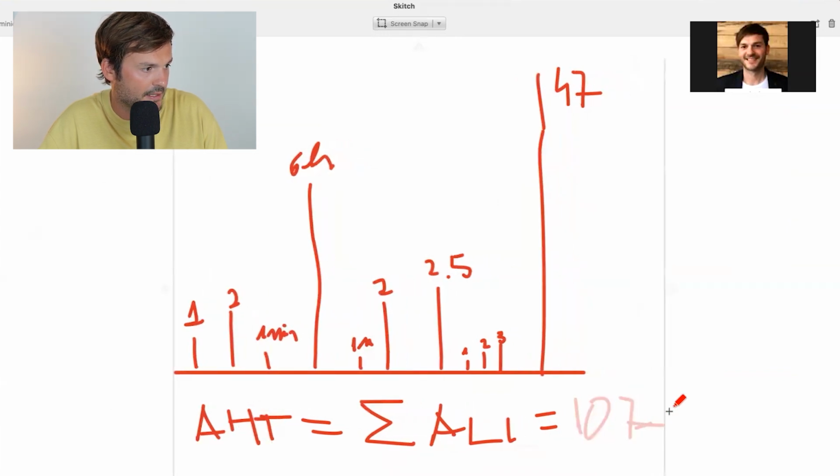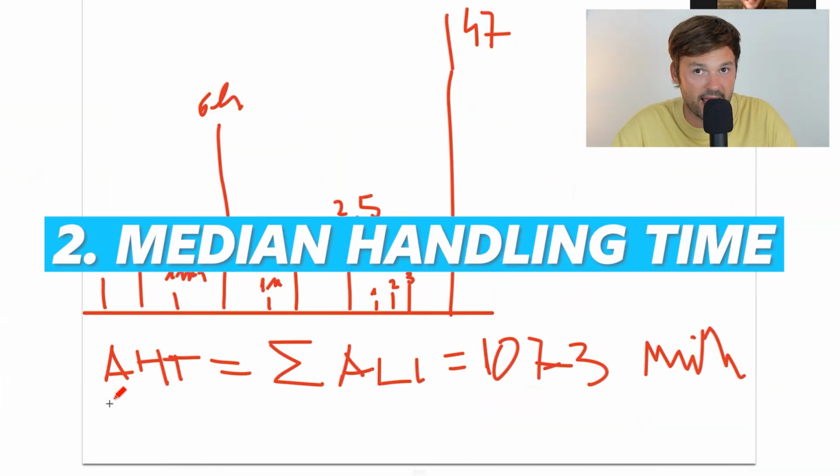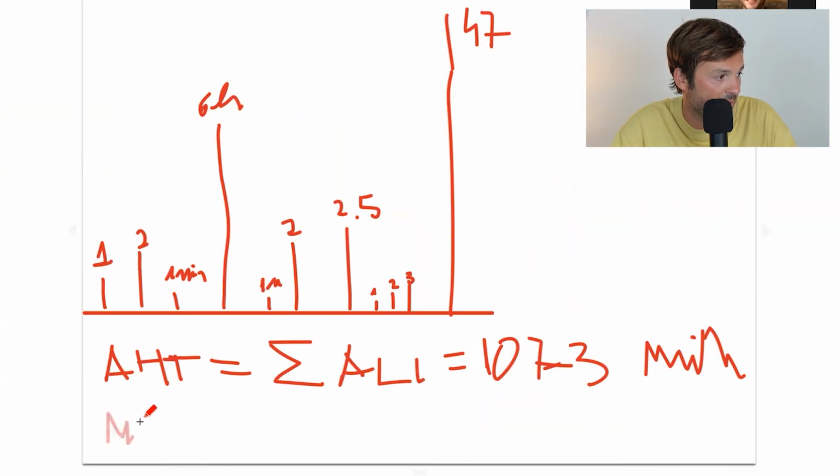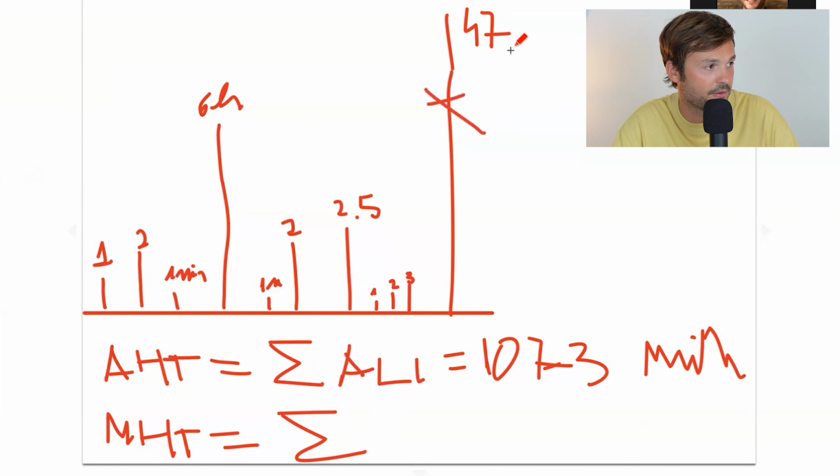1,073 minutes. Holy crap, that's discouraging. Okay, so now we're going to look at median handling time. Median handling time is going to be the sum of, you guessed it, the median ones. And what does this mean? It means that it's just going to ignore this one completely. So this one goes, 47 hours.